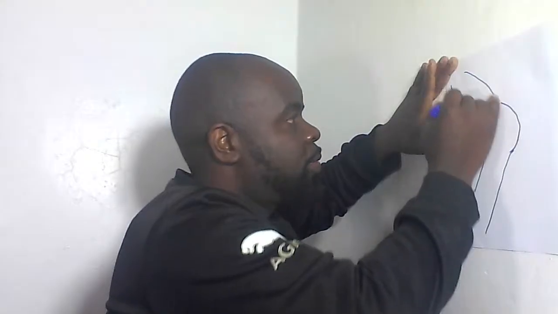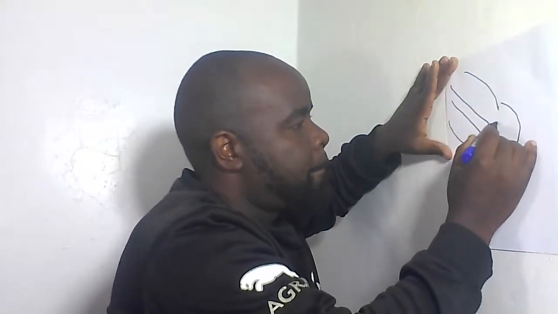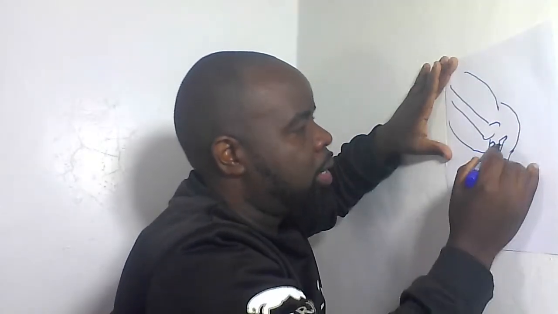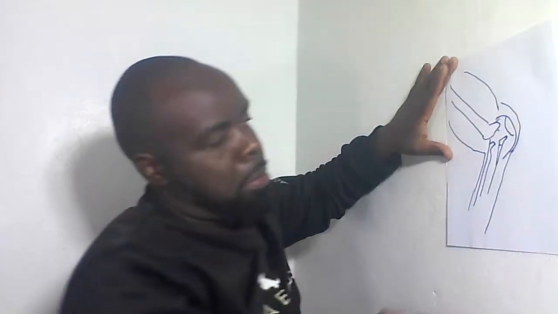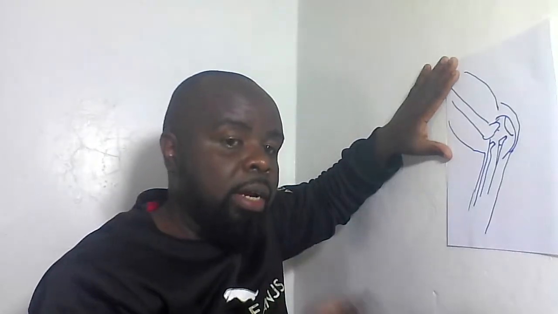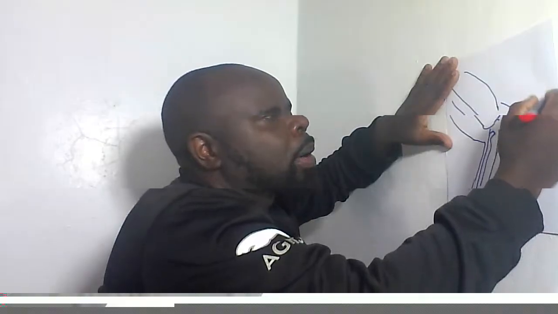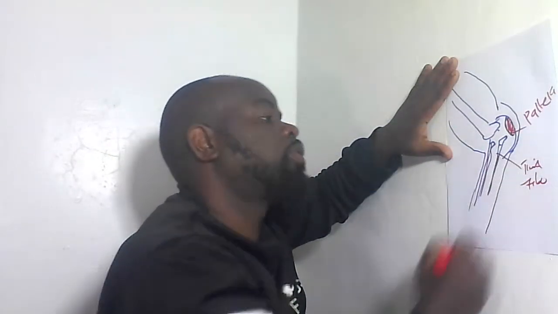So here we have the femur bone, but these ones are the tibia and fibula down here. So when you are kneeling, you are straining this part of the leg, this part. Here we have a small bone, it's called the patella. Here is the tibia and fibula, the two bones.